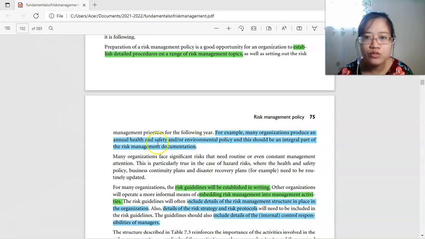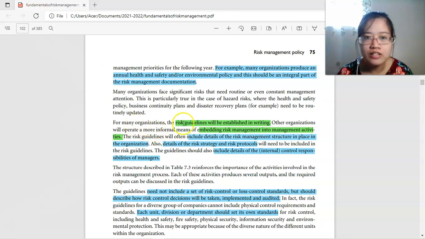For example, many organizations produce an annual health and safety and or environmental policy, and this should be an integral part of the risk management documentation. Ito, dalawang to, normally, halos lahat ng company would have this. Health and safety, syempre, ng kanilang employees and clients, ng kanilang premises. And then you have your environmental policy, kasi nga, part ng CSR, more environment conscious na mga clients, and they like to support businesses na meron mga environmental policy. Okay? So, ayan. For many organizations, risk guidelines will be established in writing, embedding risk management into management activities.